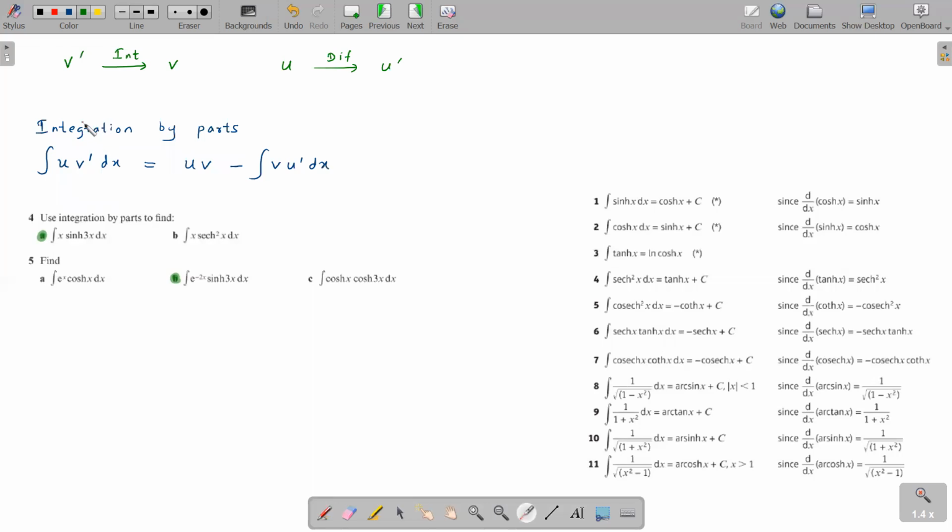The other variable you choose to integrate. So u is the variable that you choose to differentiate, because u becomes u dash here. Can you see? And v dash is the variable that you choose to integrate, because v dash has become v here. So then you have two options here.